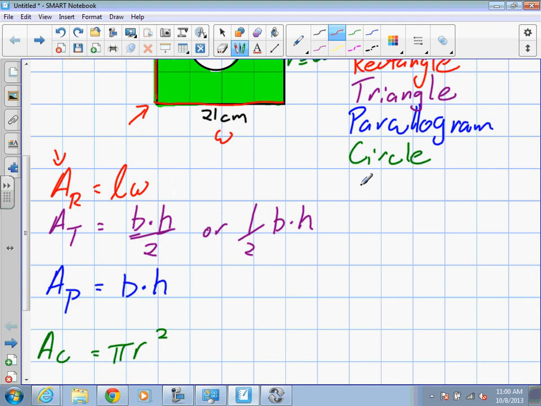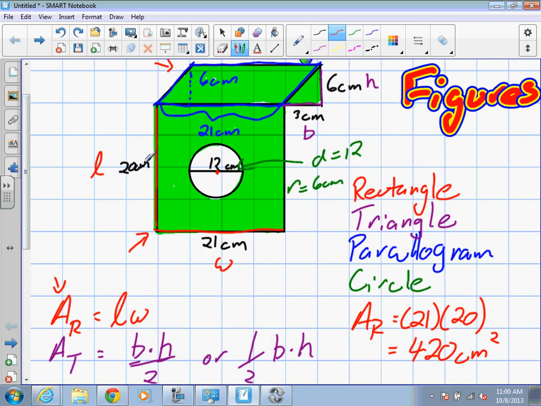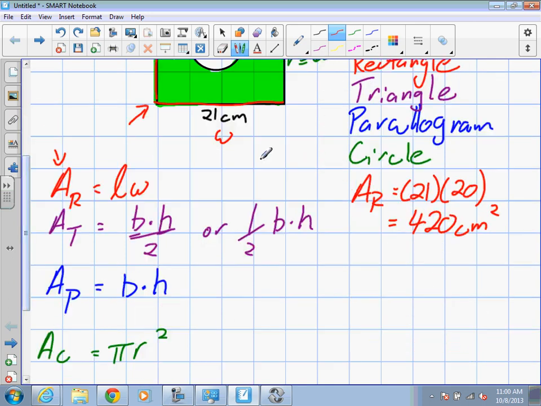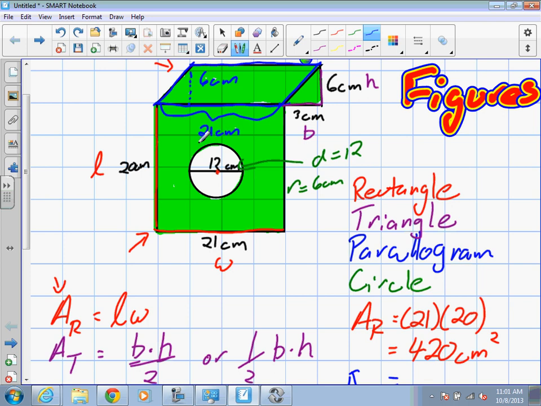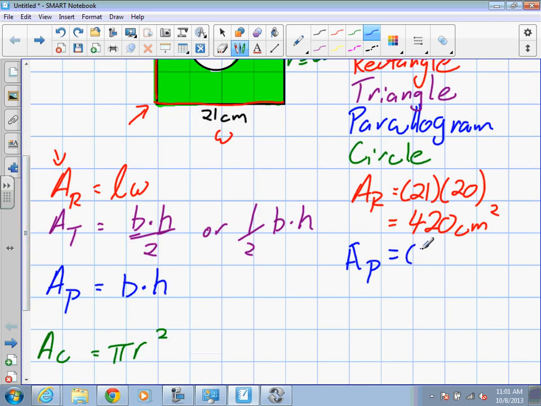Area of the rectangle is our length times width, which is 21 times 20, which should be 420 centimeters what? Squared. Good. The length and the width were 20 and 21. So we multiply, we get 420. Area of parallelogram. We have a base times a height. Our base is 21 and our height is 6. So we have 21 times 6, 126 what? Centimeters squared. I'm doing this quickly because I'm hoping you can type multiplication into your calculator at this point.